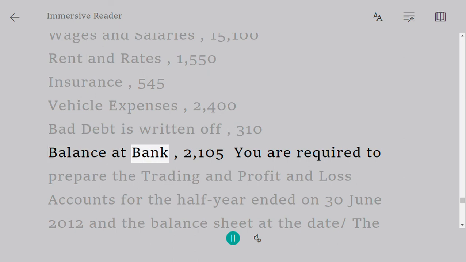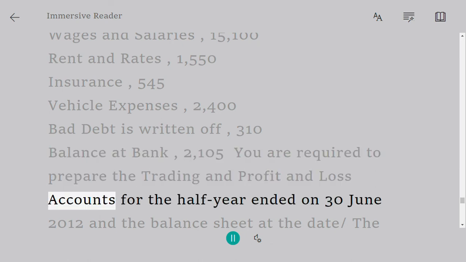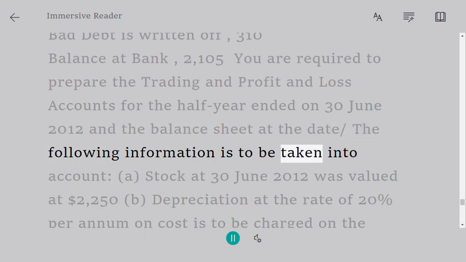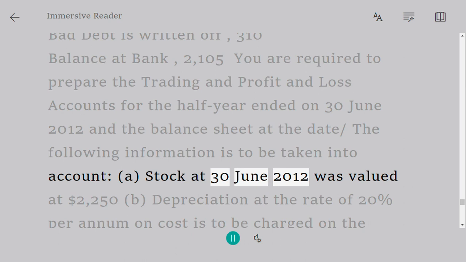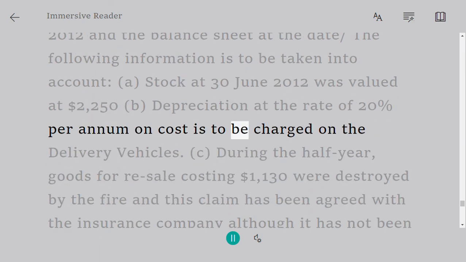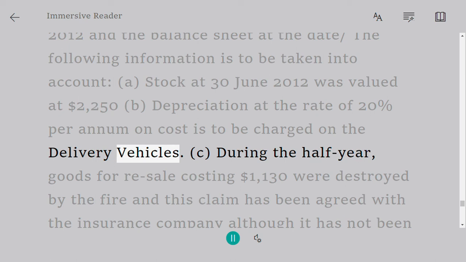Balance at bank, $2,105. You are required to prepare the trading and profit and loss accounts for the half year ended on June 30, 2012, and the balance sheet at that date. The following information is to be taken into account. A. Stock at June 30, 2012 was valued at $2,250. B. Depreciation at the rate of 20% per annum on cost is to be charged on the delivery vehicles.